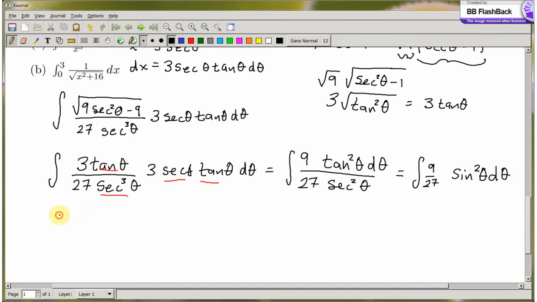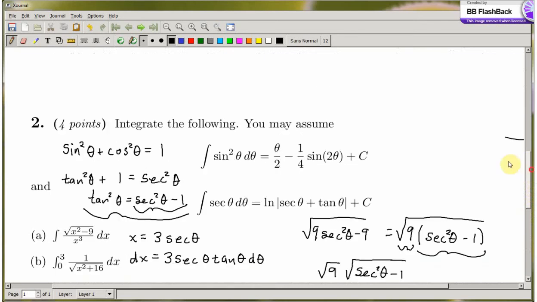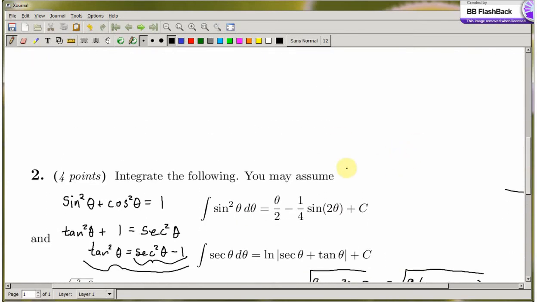Alright, so you can see we're kind of closing in on an answer here. So this constant 9 over 27 is the same thing as 1/3, and this stuff is just sine squared theta d theta. Okay, so up here in the statement of the problem, you can see somebody has anticipated that sine squared was going to show up.